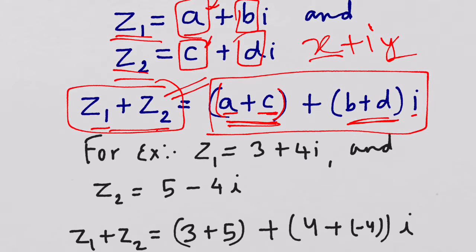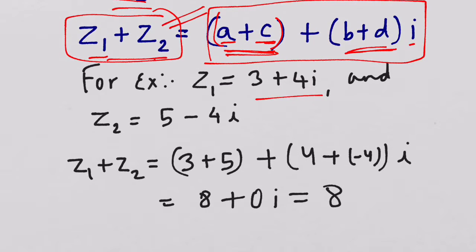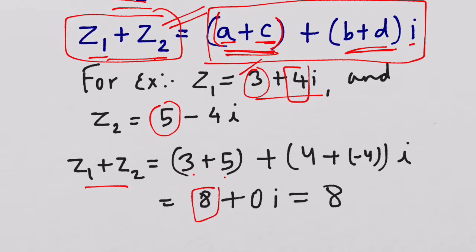We can take an example. z1 is given as 3 plus 4 iota, z2 is given as 5 minus 4 iota. If we want to add z1 and z2, we will add the real parts of the complex numbers. One real part is 3, another is 5, so 3 plus 5 gives 8, and we will now add the imaginary parts. One imaginary part is 4, another one is minus 4, so 4 plus minus 4, which is 4 minus 4, is equal to 0. Our new complex number is 8, which is written as 8 plus iota 0.